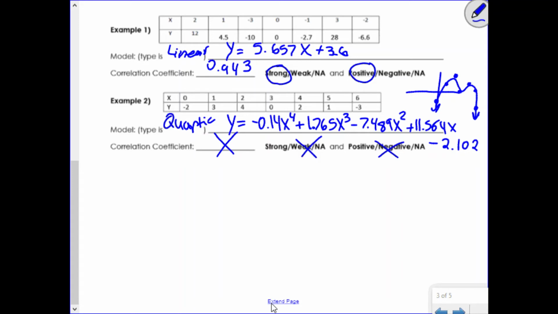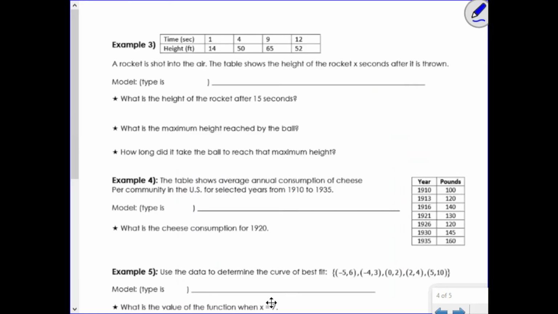Alright, so that was practice with just finding the model. Now we're going to start bringing in those analysis questions that we saw back in Unit 2. Remember, we had 2 different types of analysis questions. I could ask you for a maximum or a minimum, or I could ask you for a y value if I give you the x value. For a maximum or a minimum, the graph has to be a quadratic. I cannot find a maximum or a minimum unless it has that U shape. And then what part of the U is the maximum or the minimum? What would you call it?